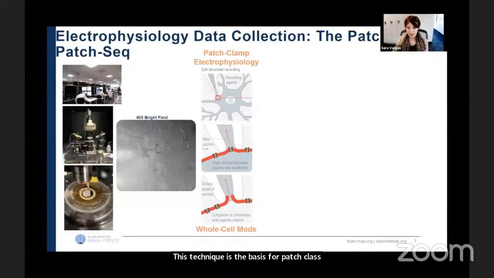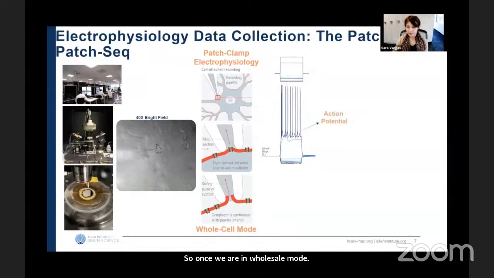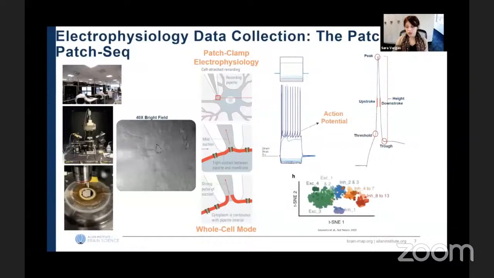So once we are in whole cell mode, standardized stimulus sets developed by our ephys team are delivered to the neuron. These stimulus sets are really designed to calculate key electrophysiological features from the cell's responses, which allows for the classification and clustering of cells based on their electrophysiological properties, as seen in this t-SNE plot from Gouwens et al., where neurons are classified and clustered into excitatory or inhibitory e-types.